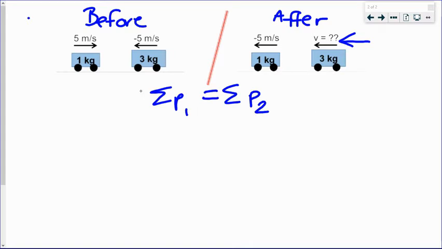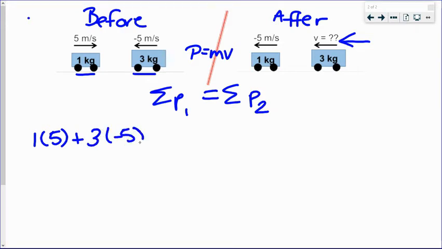So before the collision, we have two objects that are moving. So we will have two terms on the left-hand side. Remember, momentum is equal to mass times velocity. So as we look over here, our 1 kilogram car has a mass of 1 and a velocity of +5. We add that to the momentum of our other car, which has a mass of 3 and a velocity of -5. Okay, and that takes care of our momentum before the collision.